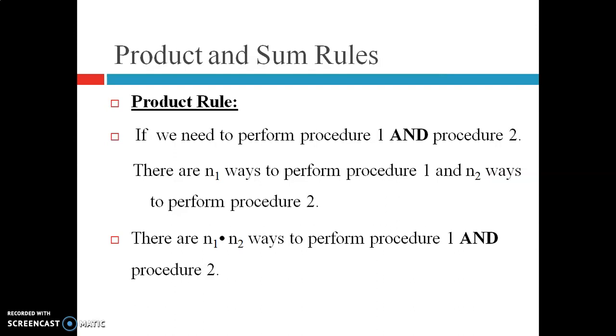When we have procedure 1 and procedure 2, procedure 1 having n1 different ways to perform, and procedure 2 having n2 different ways to perform, and if they happen simultaneously, in that case we have to multiply, that is n1 into n2 ways to perform procedure 1 and procedure 2.